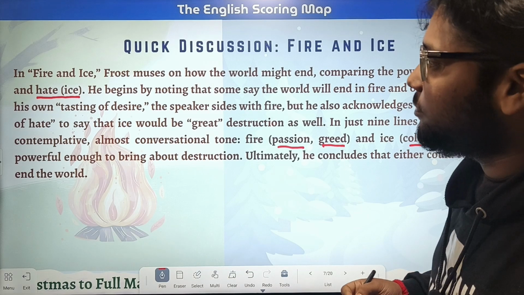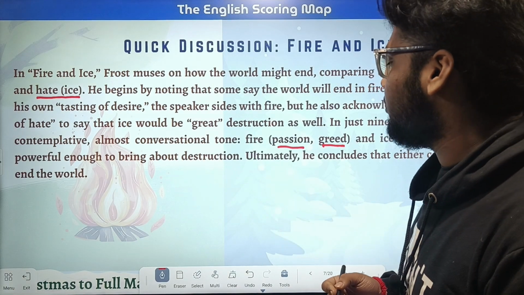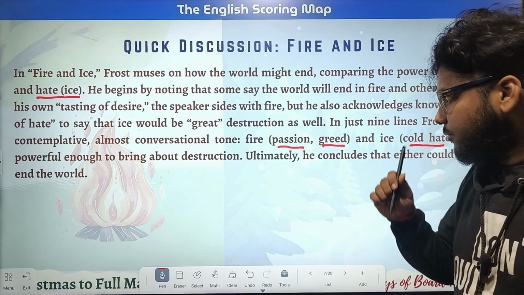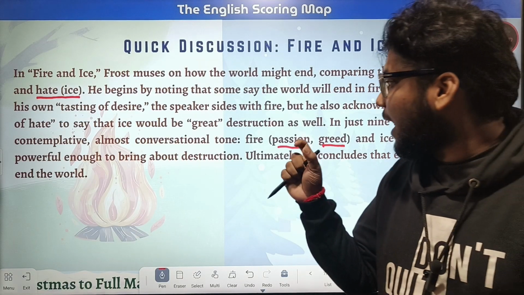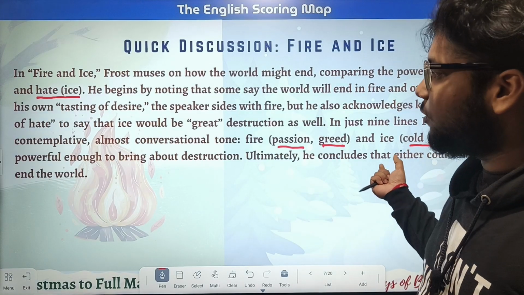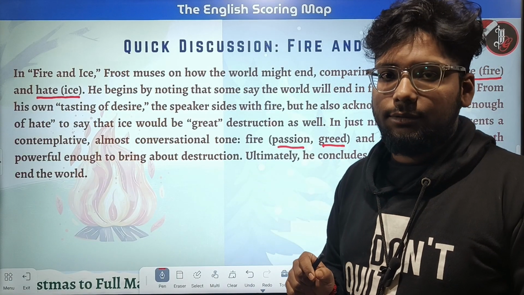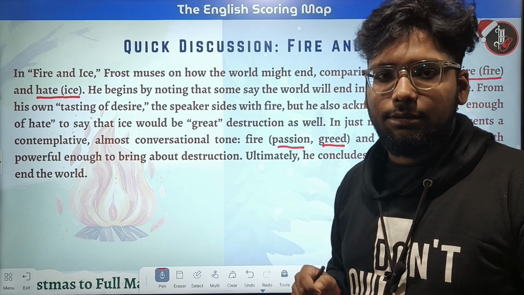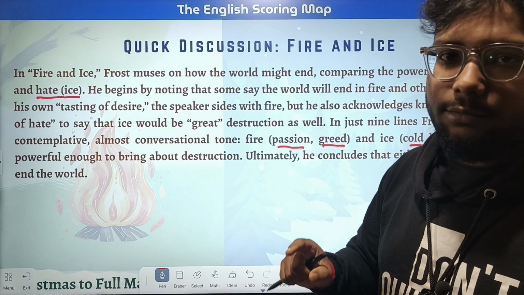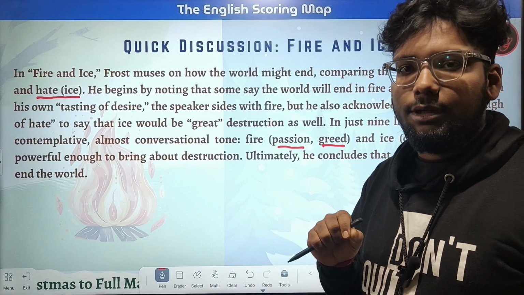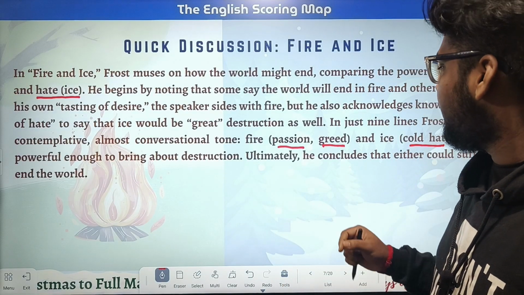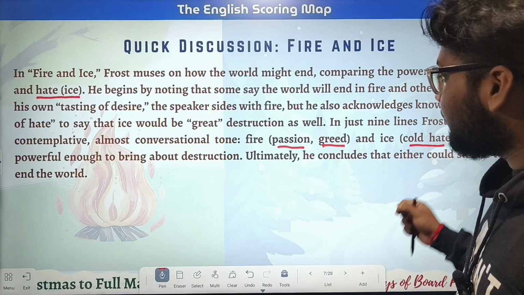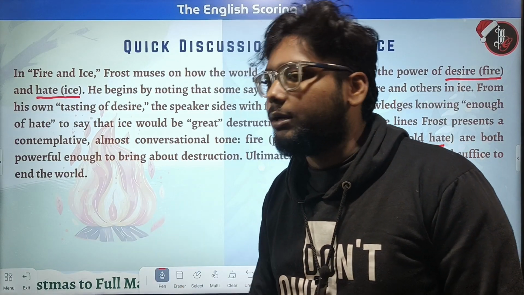Both are powerful enough to bring about destruction. Okay. So we have to memorize one thing: this line, that fire and ice, both of these are enough to bring destruction to this earth. So we don't have to keep a lot of desire, and we also don't have to keep a lot of hate against anyone. Ultimately, he concludes that either could suffice to end the world.